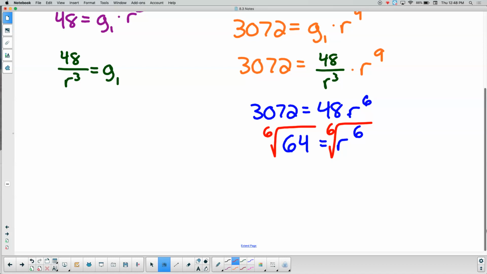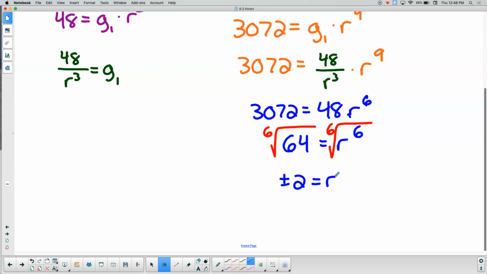Positive and negative two. It's plus or minus 2. Because since it's even, it'll be 64 either way. Anytime that you have an even root, it's plus or minus. Yes, 2 to the 6th power is 64, but negative 2 to the 6th power is also 64.